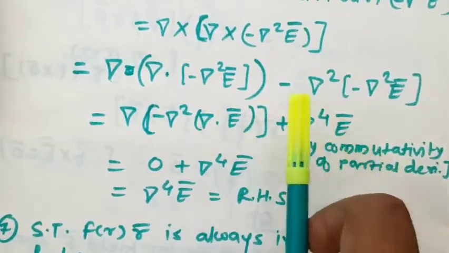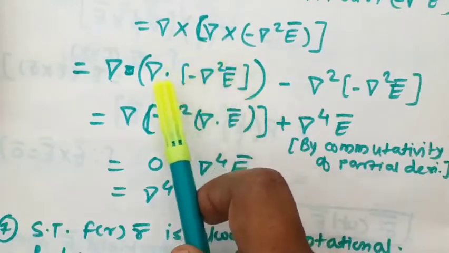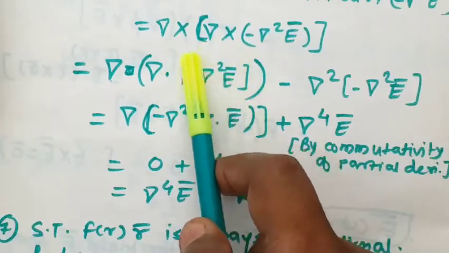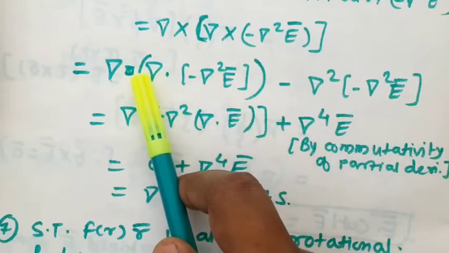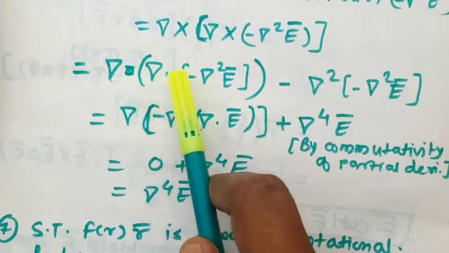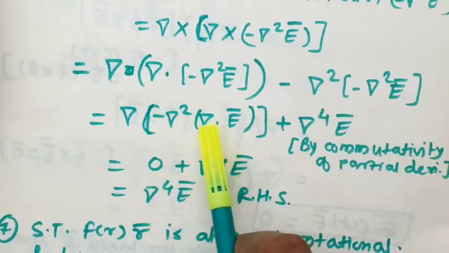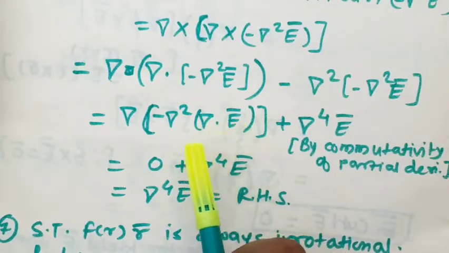Even if you don't understand this line, simply you can apply your normal method, that minus del square is a scalar quantity, it can come outside the dot product. Okay, so del dot E bar as it is, minus del square outside. Again del dot E bar is 0, that is given to us, E bar is solenoidal.